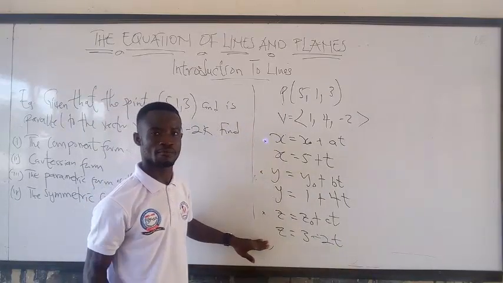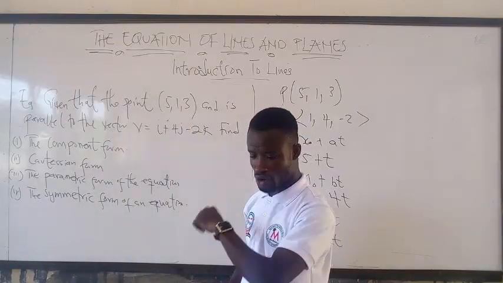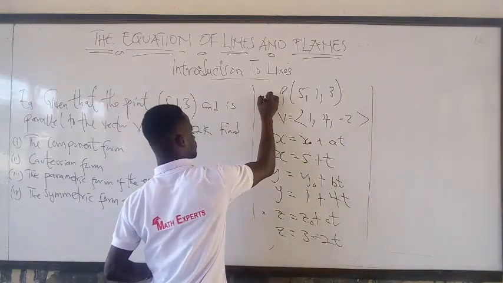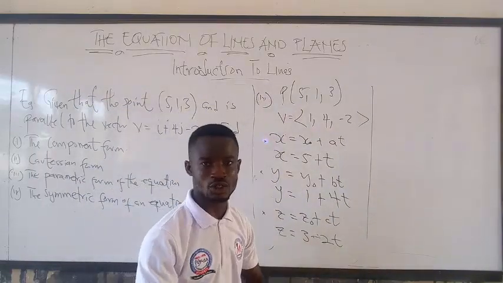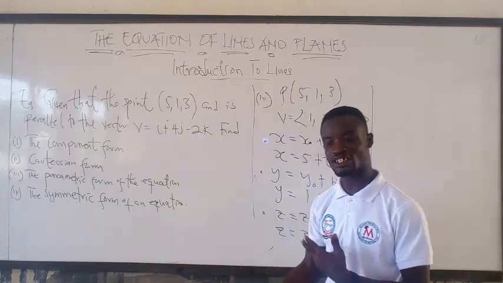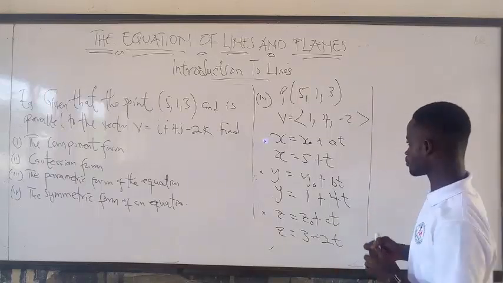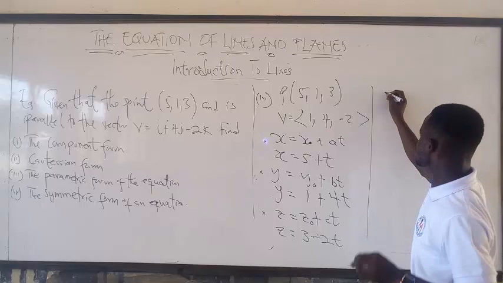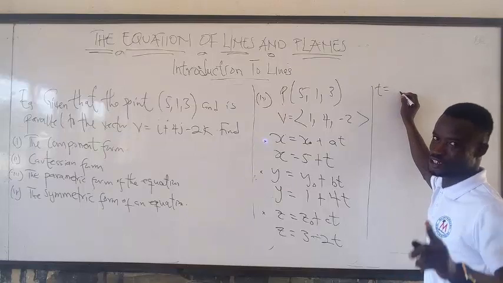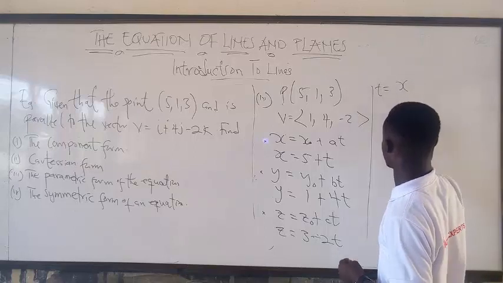1, 2, 3. What is next? The symmetric form of the equation. Don't worry. Once you have the parametric form, writing the symmetric form gets you making T the subject in the parametric form. So don't worry yourself. But know that it's in the form T is equal to... you have forgotten. I will give you a technique.